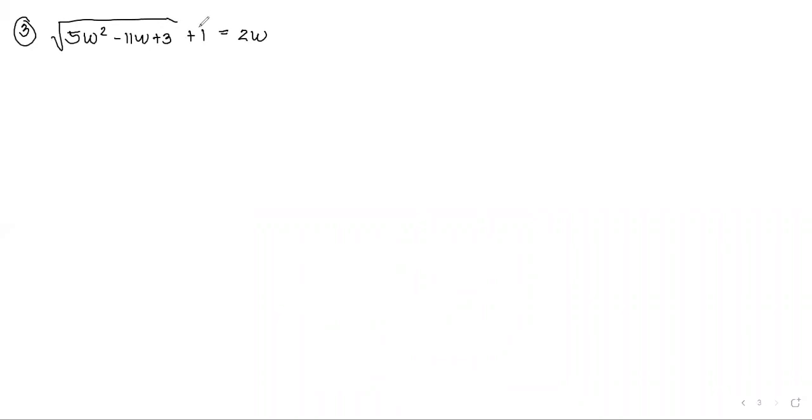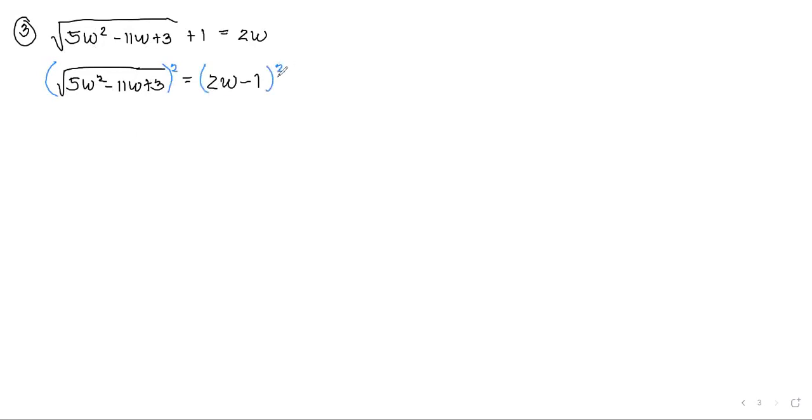Ganito lang din yan. Okay, so isolate muna natin to. Kasi kapag in-square natin to, tanggal tong radical. So syempre yung 1 dapat lipat yan sa kabila. So magiging 5w squared minus 11w plus 3 equals w, lipat si 1, minus 1. Pwede na tayo mag-apply ng square on both sides. I-square natin both sides. Ayan.